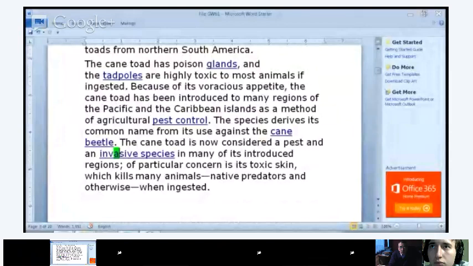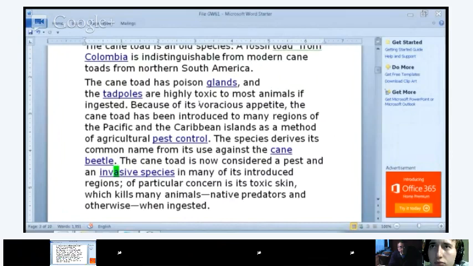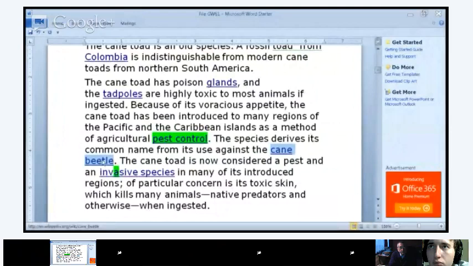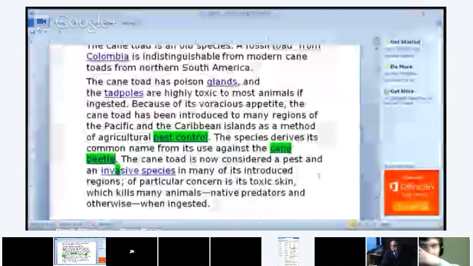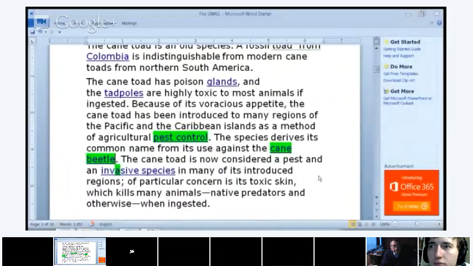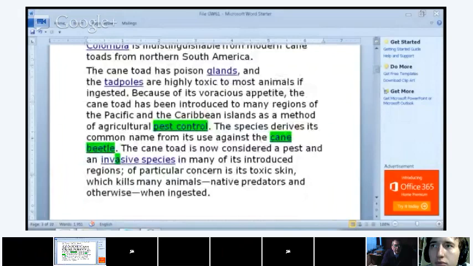Yeah, and I'm sure it has to do with the sugar cane industry. Yeah. People growing sugar cane. And so it was introduced on purpose for pest control. Yeah. I'm just repeating what you said, Valentine, but it was there to eat the cane beetle, which obviously ate the sugar cane. Yeah. But now it's causing more problems than it solved. And people's dogs, for example, are dying because they're being poisoned because they try to eat these toads.